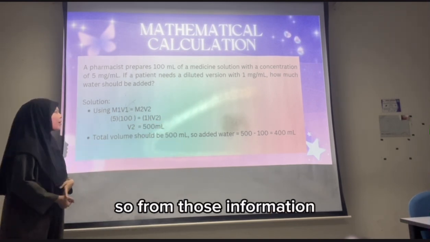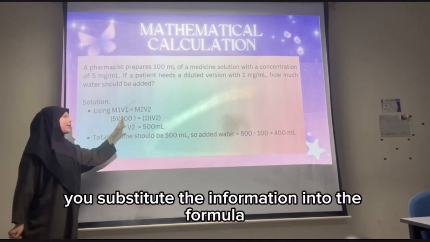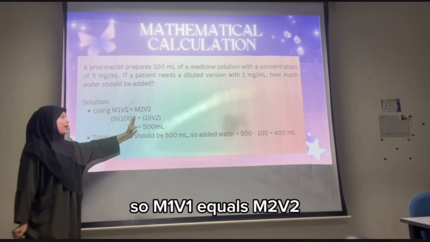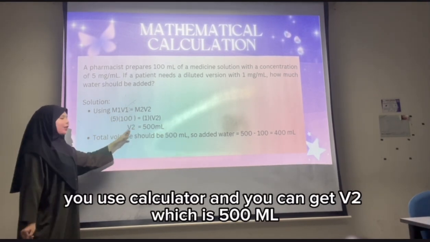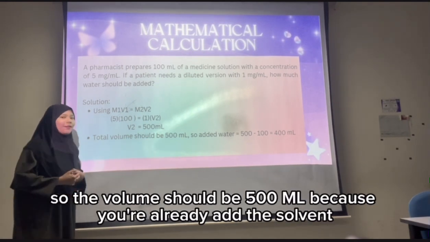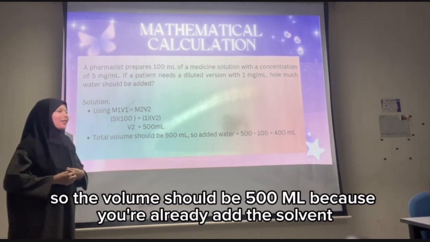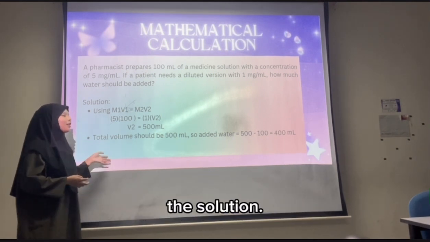So from that information, you substitute into the formula. So M1V1 equals M2V2. You use a calculator and you can get V2, which is 500 ml. So the final volume should be 500 ml because you already added the solvent to the solution.